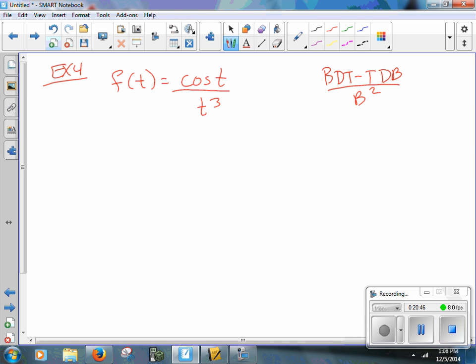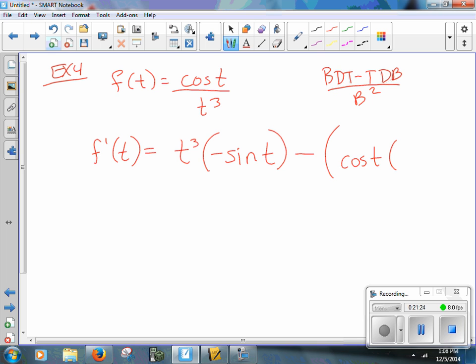You got to know the derivative of cosine. What's the derivative of cosine, folks? Negative sine. All right, so the bottom, T cubed. Please write this down. If you're not paying attention, I'm not going to answer your questions. When I turn you loose in about 10 minutes, you've got to be ready. The derivative of the top is negative sine T. Minus, the top is cosine T, and then 3.